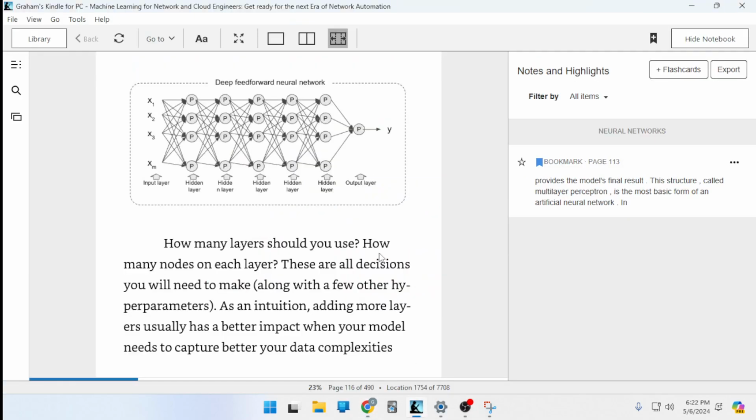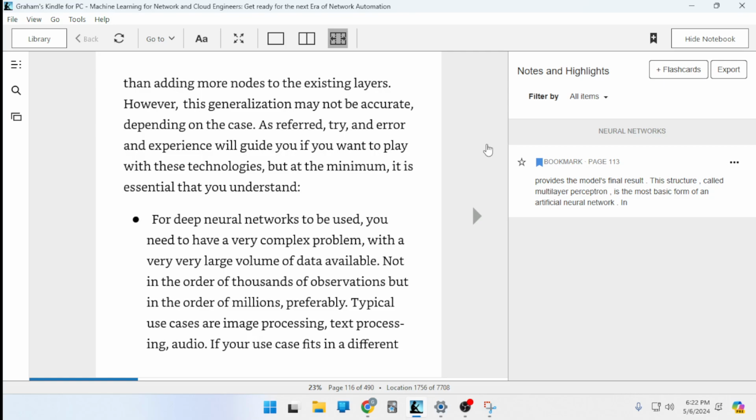How many layers should you use? How many nodes on each layer? These are all decisions you will need to make, along with a few other hyperparameters. As an intuition, adding more layers usually has a better impact when your model needs to capture better your data complexities than adding more nodes to the existing layers. However, this generalization may not be accurate depending on the case. As referred, trial and error and experience will guide you if you want to play with these technologies.